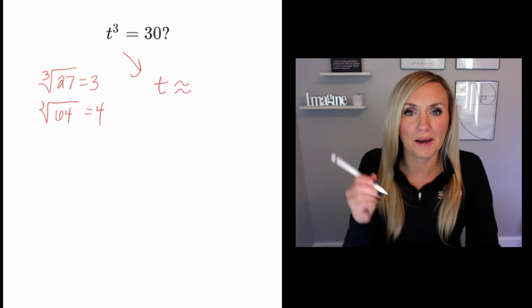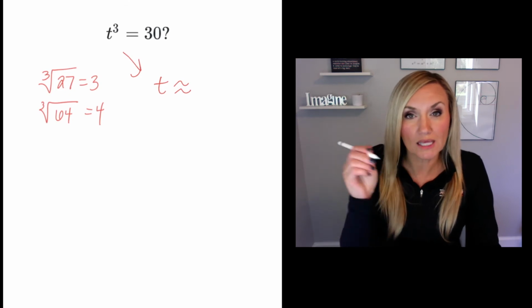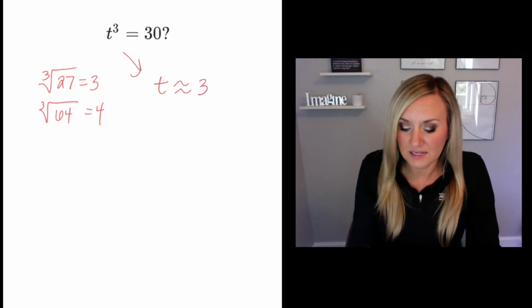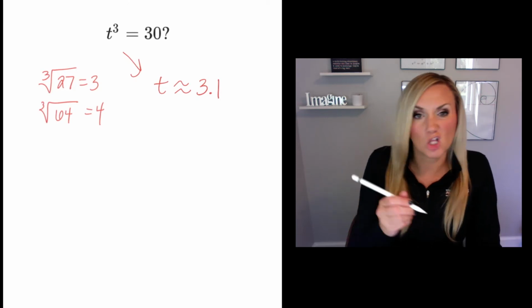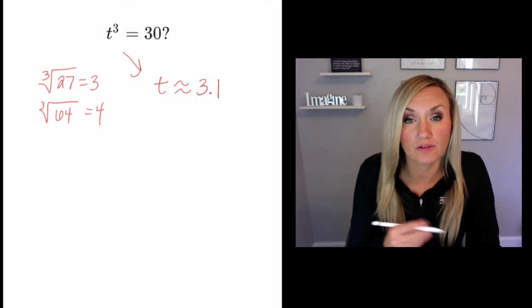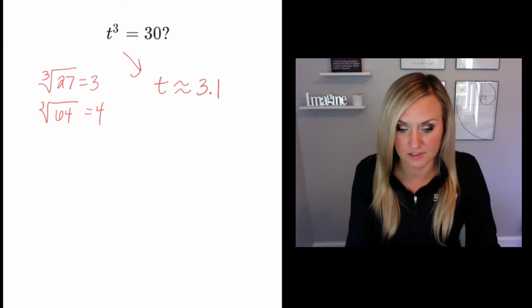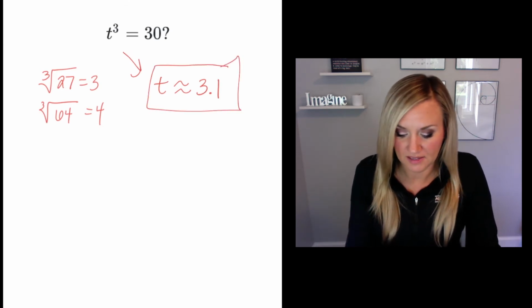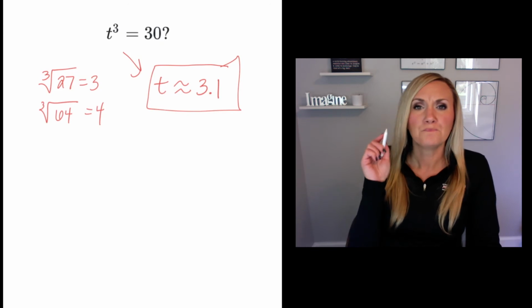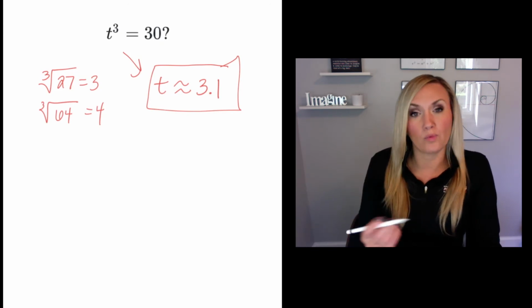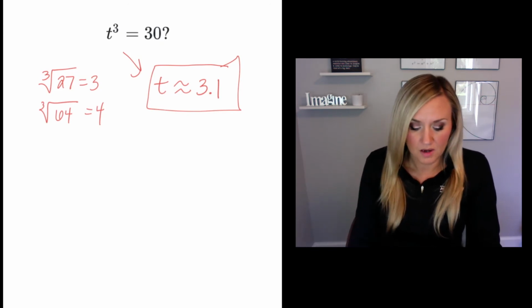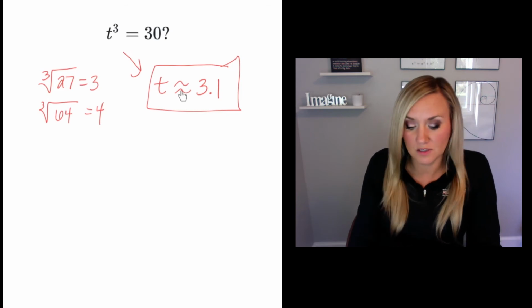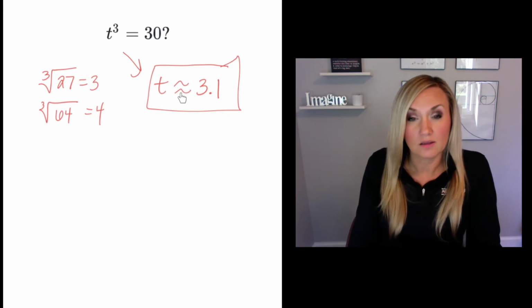And when we say about, we do like squiggly equals. I'm going to say it's about 3.1 because it's closer. Now, if you type that in your calculator, it'll give you the exact decimal, but that's what I'm going to say. So anytime that we're rounding, right, or we're doing an approximate answer, we use the squiggly equal sign.